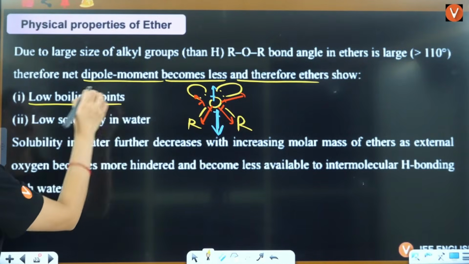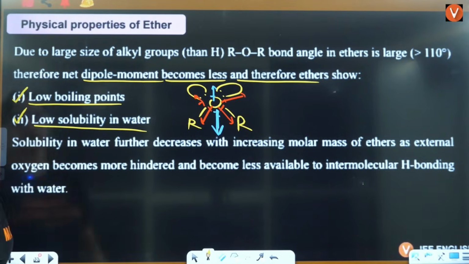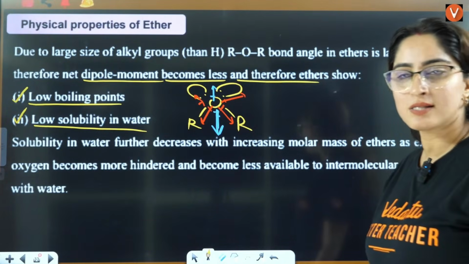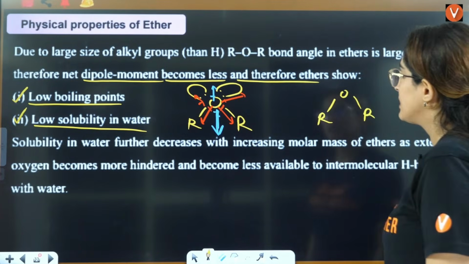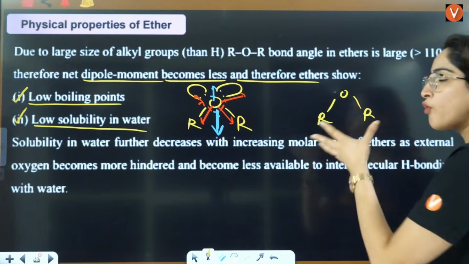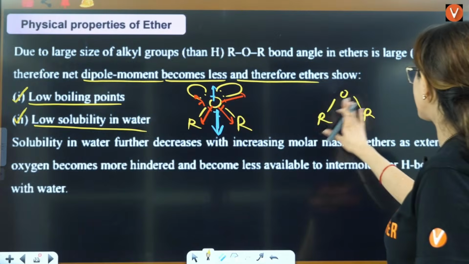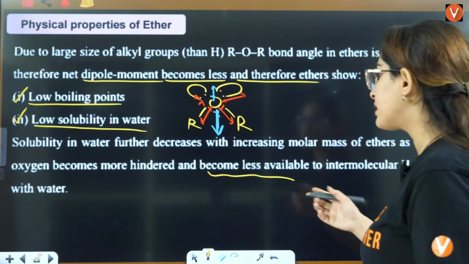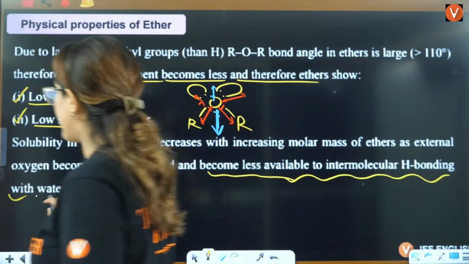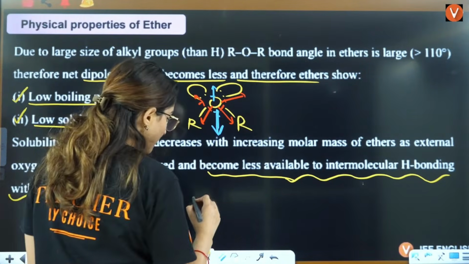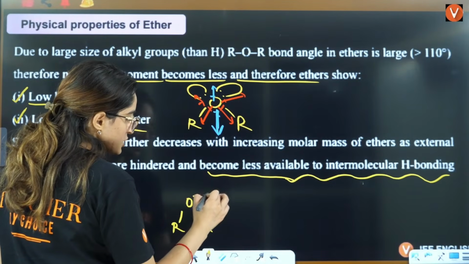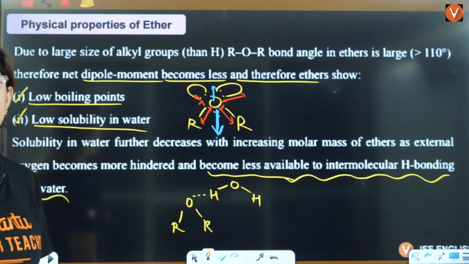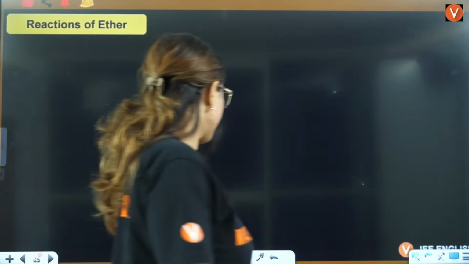That is the reason they show low boiling points and low solubility in water. Solubility in water further decreases with increasing molar mass. When you increase the molar mass, you have O, this is R, this is R. If this part is increasing, the hydrophobic part is increasing, so solubility is decreasing. Oxygen becomes more hindered and less available for intermolecular hydrogen bonding with water. If this is highly hindered, it will be less available for hydrogen bonding, so solubility will decrease further. Right, everybody?